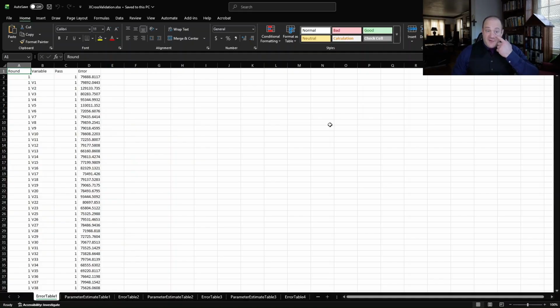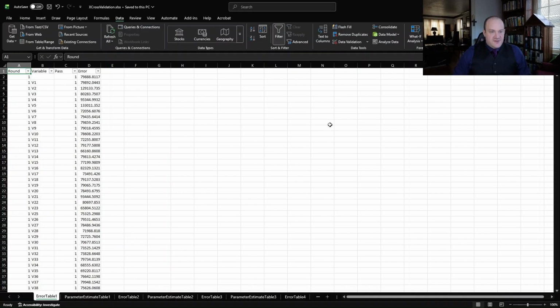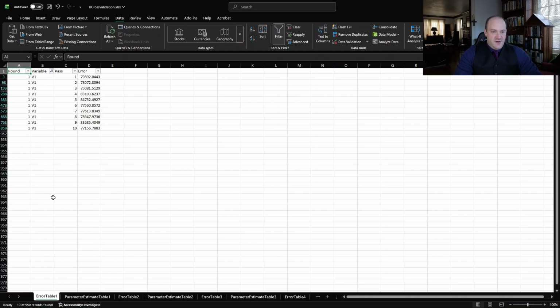And so what you're doing with the error table here is you are saying, okay, let's take a look at, say, variable v1, term 1. What happens when we include term 1, create a model over here, and apply it over there? We get these different measurements of error coming out of it. We get an average error of, looks like, 79,586.